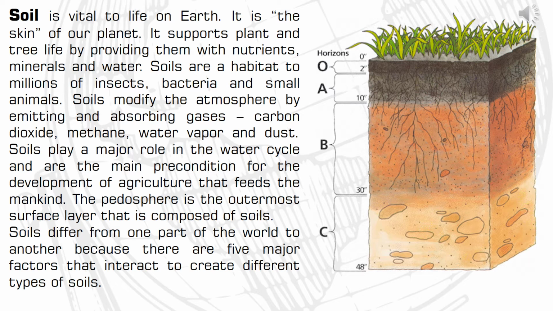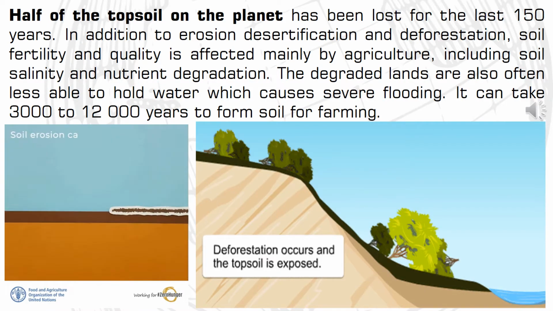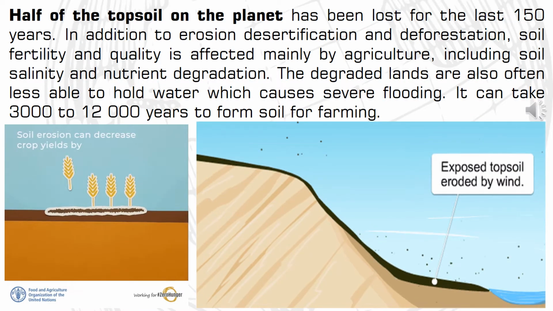Soils play a major role in the water cycle and are the main precondition for the development of agriculture that feeds mankind. The pedosphere is the outermost surface layer that is composed of soils. Soils differ from one part of the world to another because there are 5 major factors that interact to create different types of soils. Half of the topsoil on the planet has been lost for the last 150 years.